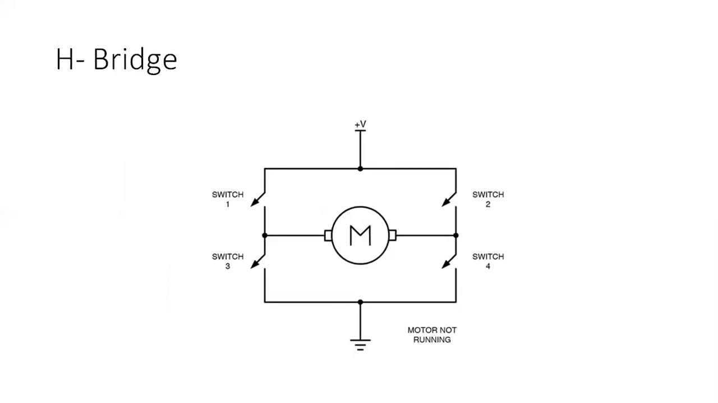Here I'm using 4 switches, and in between the 4 switches I've connected the motor. Here the motor requires a plus 12 volt supply, and switch number 1 and 2 will be connected to the plus 12 volt, and switch number 3 and 4 will be connected to the ground. Now initially these 4 switches are open, so the motor will not run.